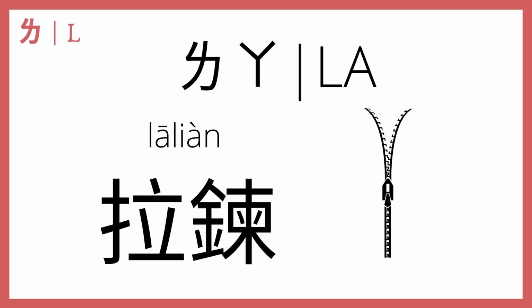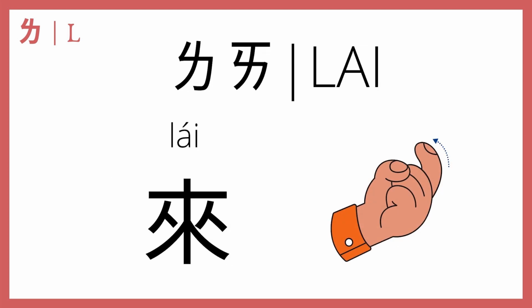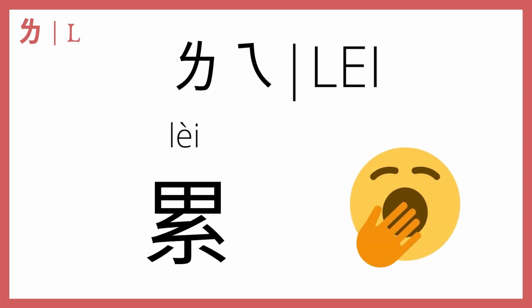First, we have le plus a, which makes la, as in 拉链, or zipper, 拉链. Then le plus e makes le, as in 快乐, happy or happiness, 快乐. Next, le plus I makes lai, and in the second tone you get lai, meaning come, as in 过来, which means come here, 过来. Then le plus a makes lei.